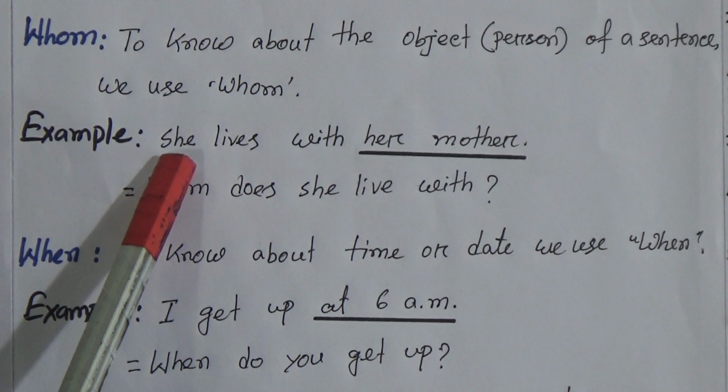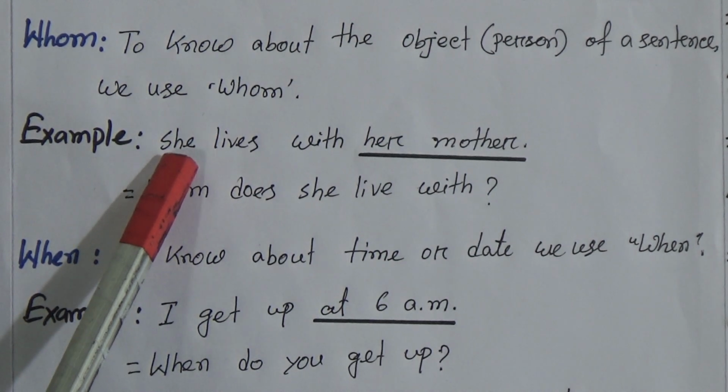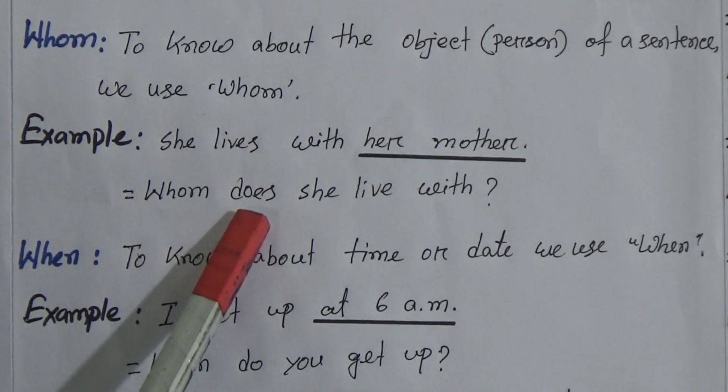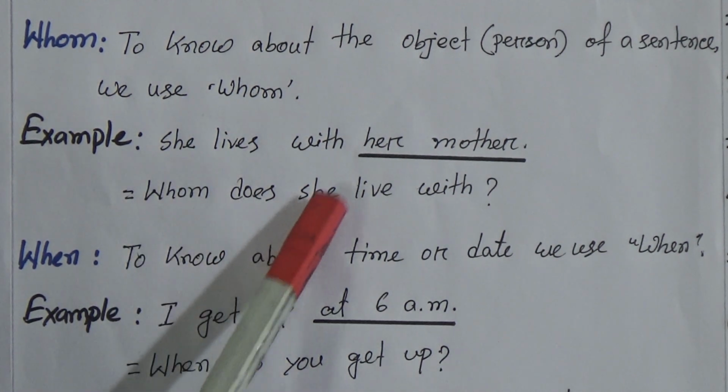As the subject she is third person singular number and the sentence is in present tense, so we will take does. Whom does she live with?